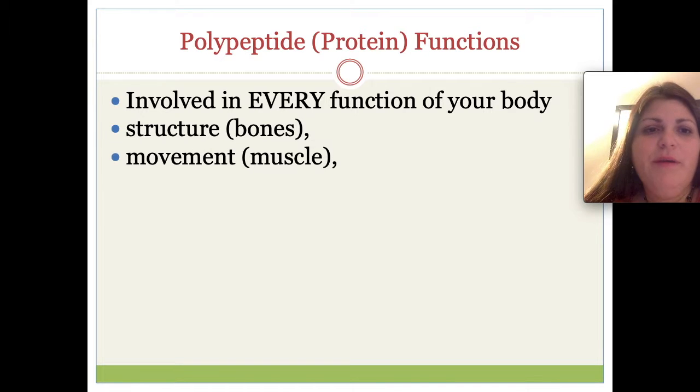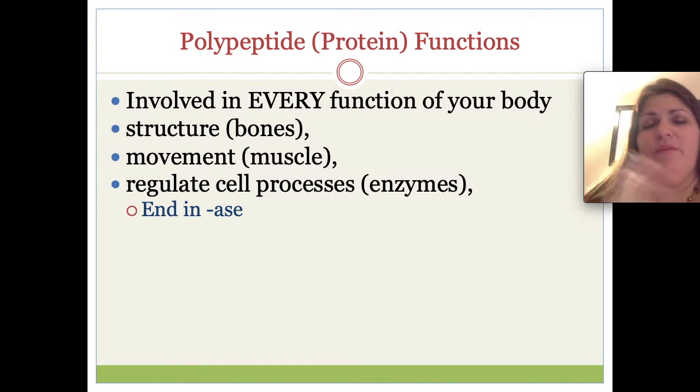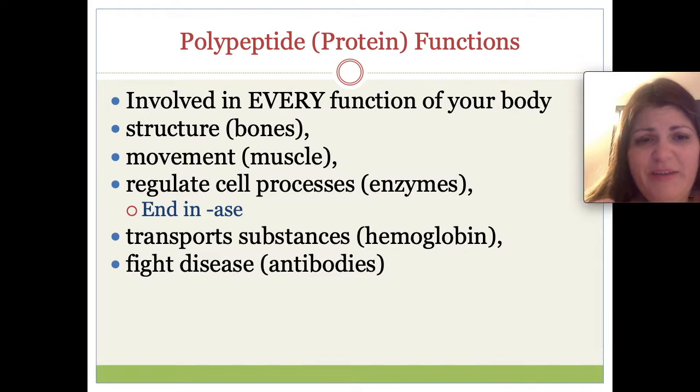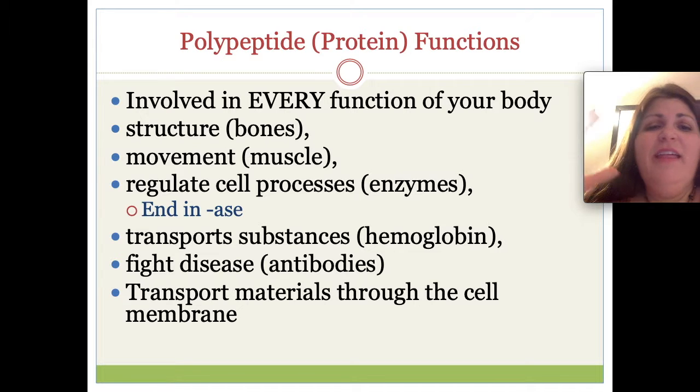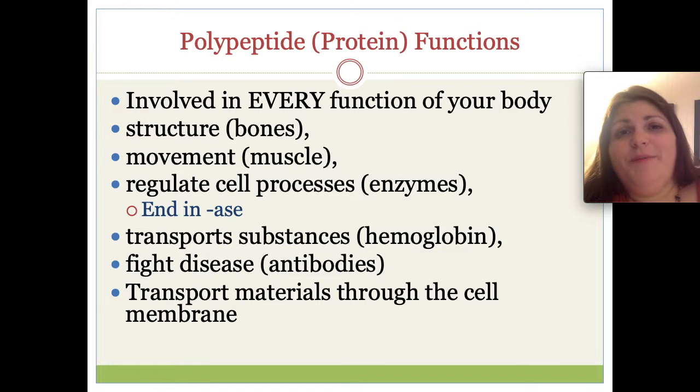So structure, movement, regulating your cell processes. We'll talk about enzymes next. They end in ACE, but that's neither here nor there now. They transport material in your blood, and they help fight disease in the form of antibodies. They are just wholly super important. Let's pause one more time and review proteins.